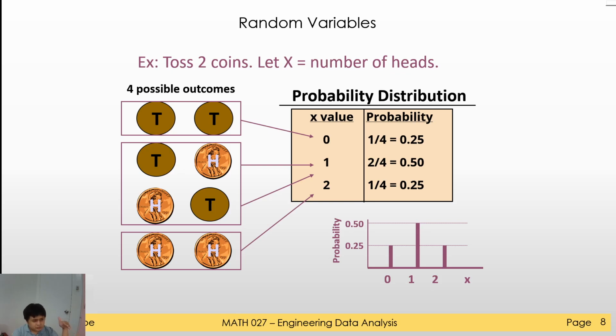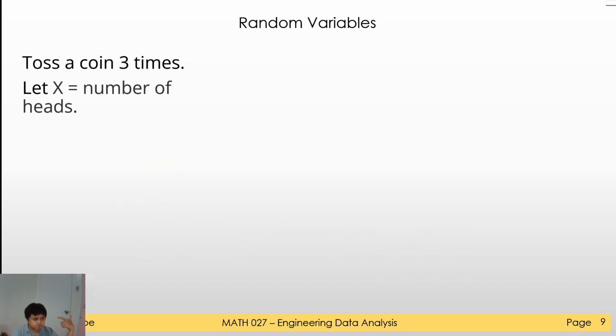So what does the probability distribution tell us? The probability distribution tells us how the random variable behaves with respect to its probability. Okay, so the sum of these three cases should be equal to 1. So 0.25 plus 0.5 plus 0.25 is 1.